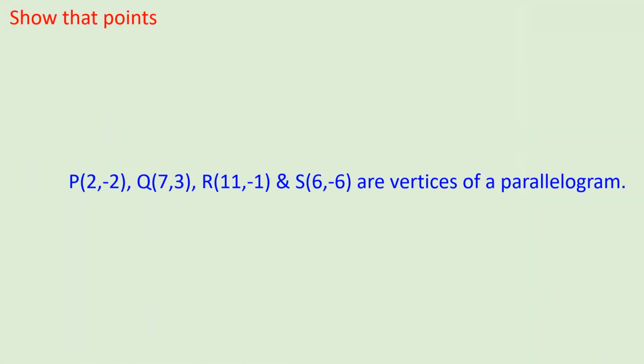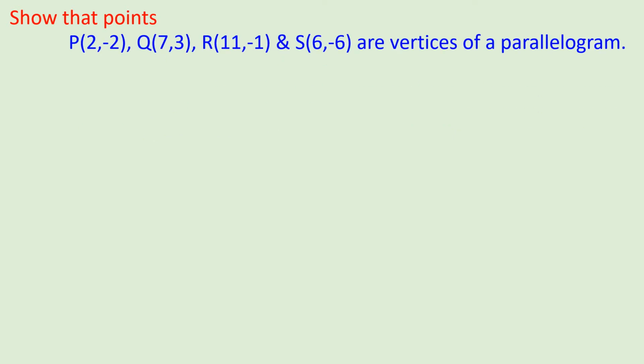Show that points P, Q, R, S, where P is (2, -2), Q is (7, 3), R is (11, -1) and S is (6, -6), are the vertices of a parallelogram.